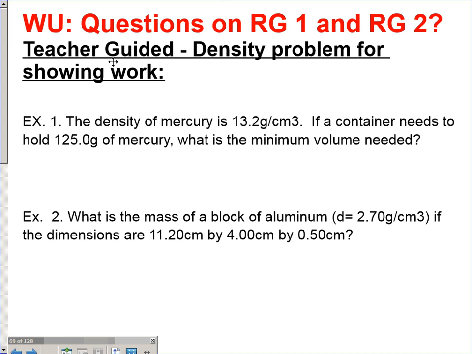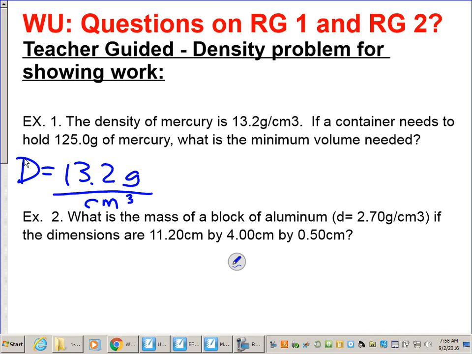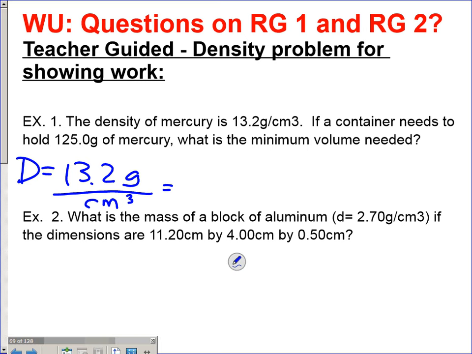So with this question, who feels comfortable, go ahead and tell me, how did you solve? Rishi. So basically, I just plugged in the numbers in the formula. So density was equal to 13.2 grams per centimeter cubed. Okay. And then it would be equal to m divided by 125. Well, is this the volume or is this the mass?